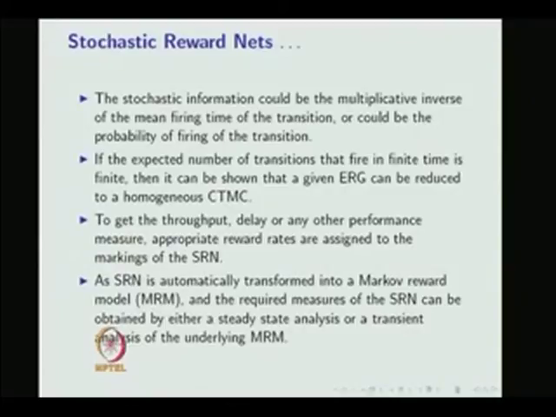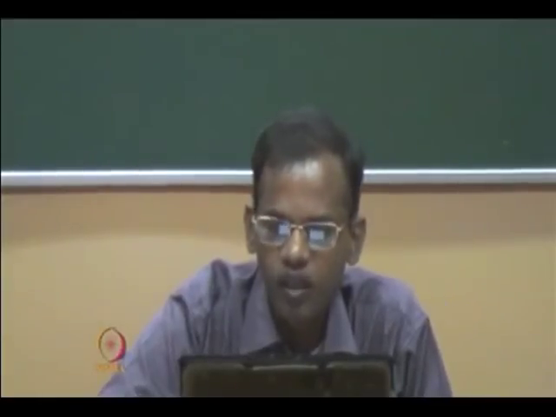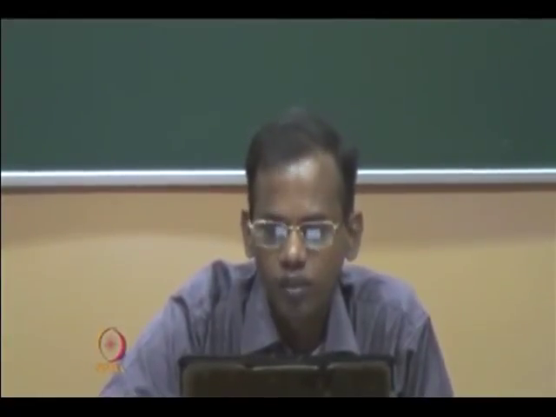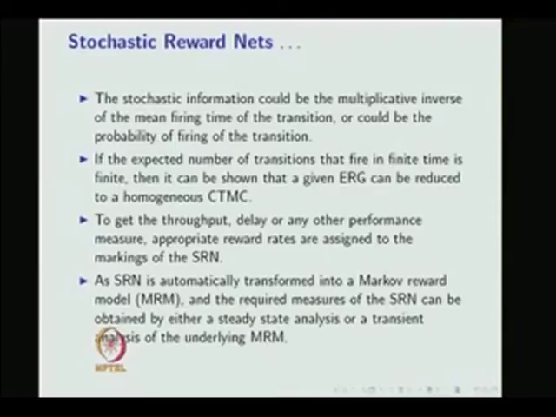If the expected number of transitions that fire in a finite time is finite, then it can be shown that a given extended reachability graph can be reduced to a homogeneous continuous time Markov chain. Not all the extended reachability graphs will be reduced into the homogeneous Markov chain. Only whenever the expected number of transitions that fire in a finite time is finite, then the extended reachability graph can be reduced to the homogeneous continuous time Markov chain.